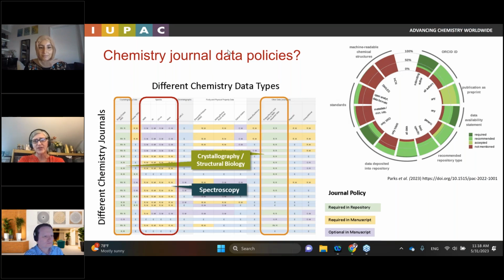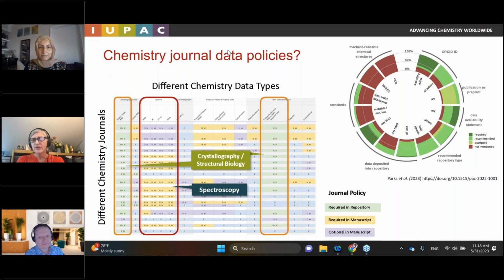But then when you look at some other data types like the spectra that we were looking at, sure enough, a lot of journals are requiring that kind of data to be included, but it's showing up much more often right in the manuscript or the SI and not as actual separate data files.